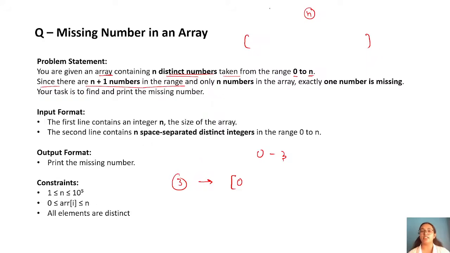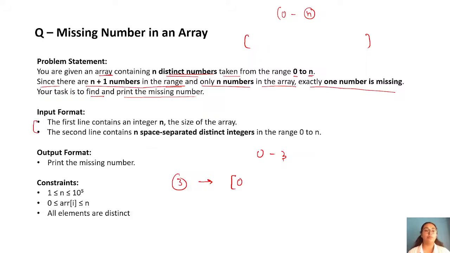Because the numbers you will have in your array will be from 0 to n, and n is the size, obviously you have n plus 1 numbers in that range. So exactly one number will be missing, right? And you have to find that only. Since there are n plus 1 numbers in the range and only n numbers in the array, exactly one number is going to be missing.